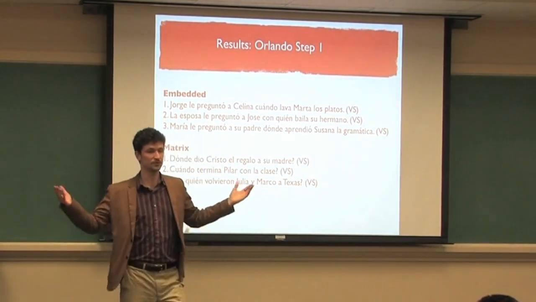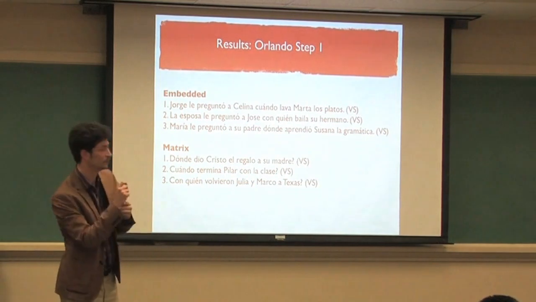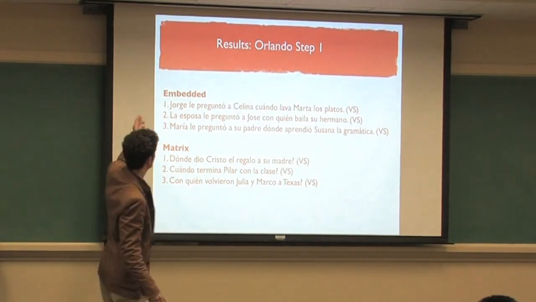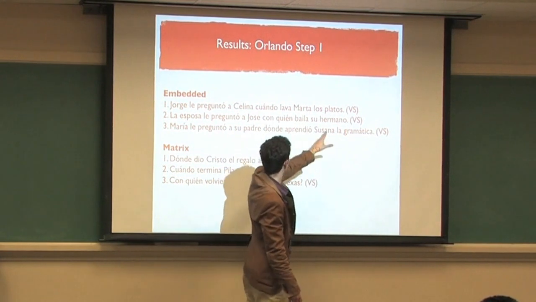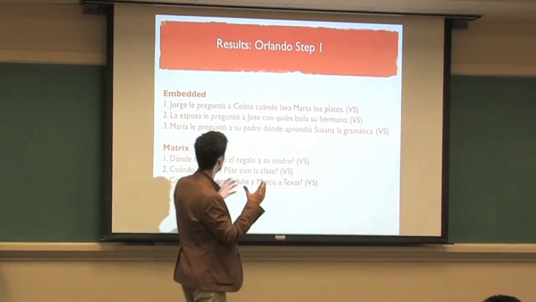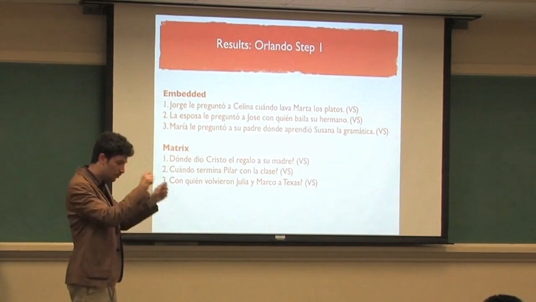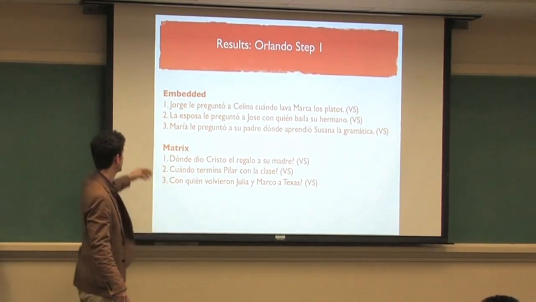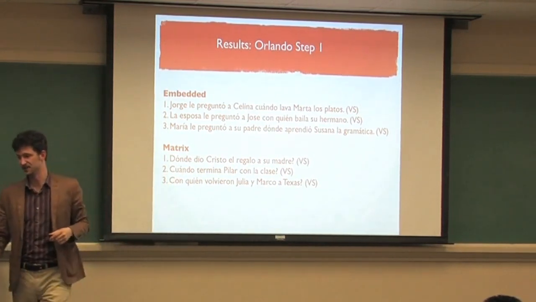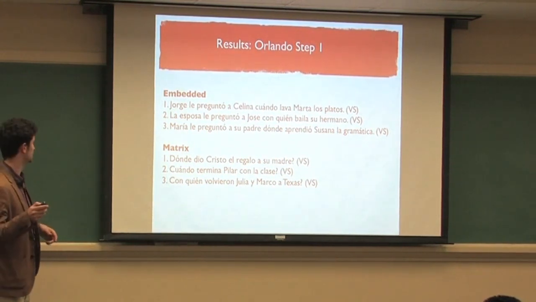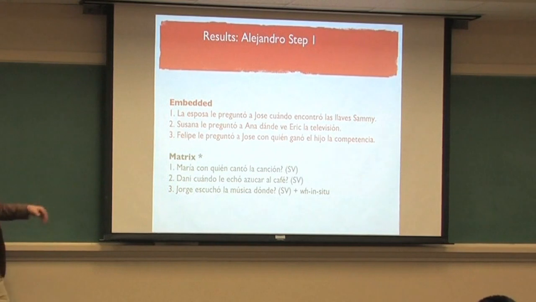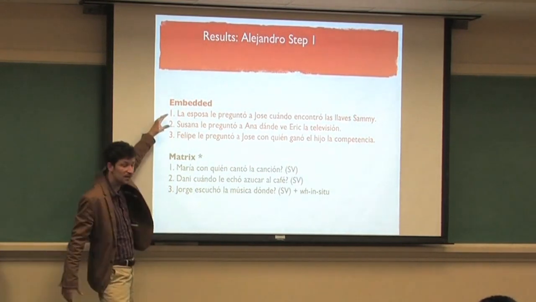He didn't have any troubles, which sort of goes against what some of the research is saying. He had no problem. Jorge le preguntó a Selena cuando, verb, subject, verb, subject, verb, subject. He's not having any issues with putting these words in the right order. And he also didn't in the matrix examples. Okay? So I don't want to take up too much time with these examples. We'll go to Alejandro now, who didn't have any problems in the embedded either.